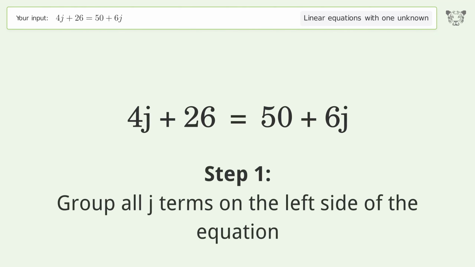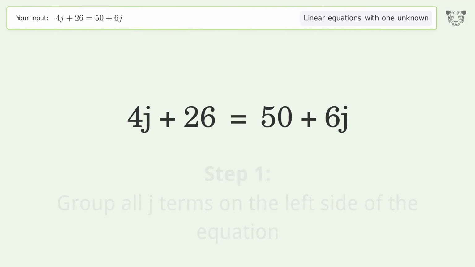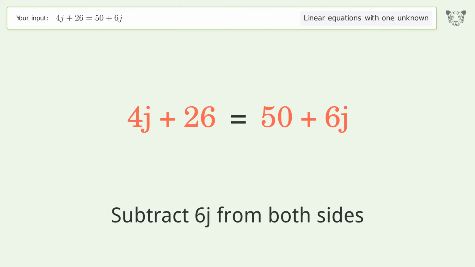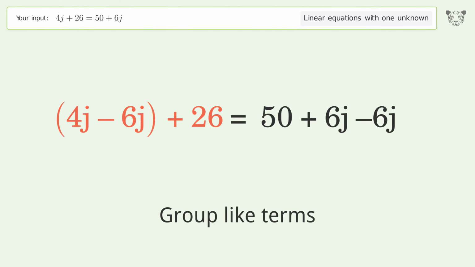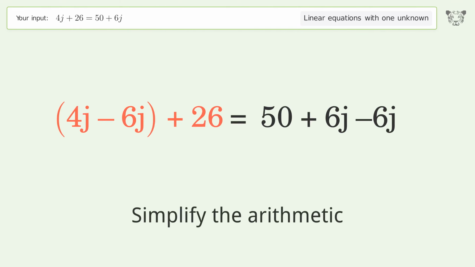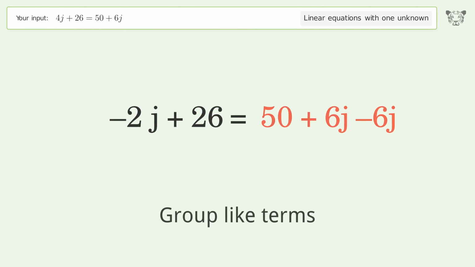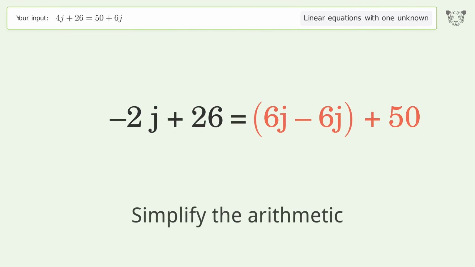Group all j terms on the left side of the equation. Subtract 6j from both sides. Group like terms. Simplify the arithmetic. Group like terms. Simplify the arithmetic.